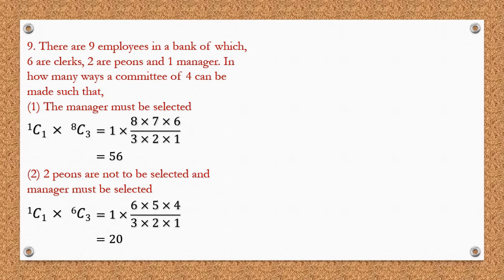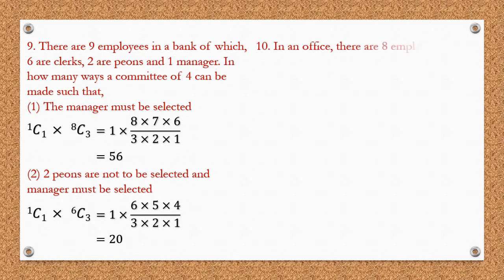So this way, whenever certain things are not to be selected, just remove them out of the total calculation, and when certain things must be selected, write them down as 1C1.